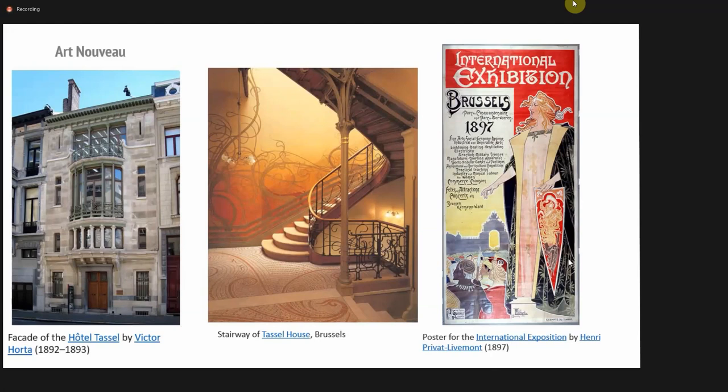So can anybody tell me, with these pictures you see, what is unique and what is different here? What can you see in this work?